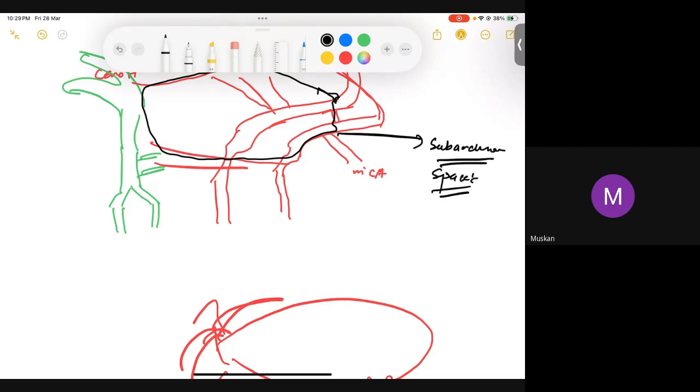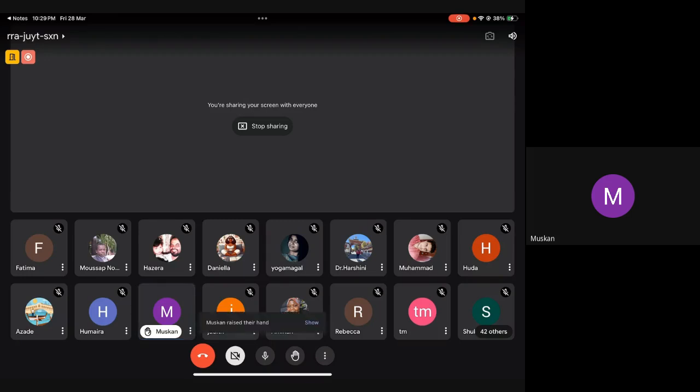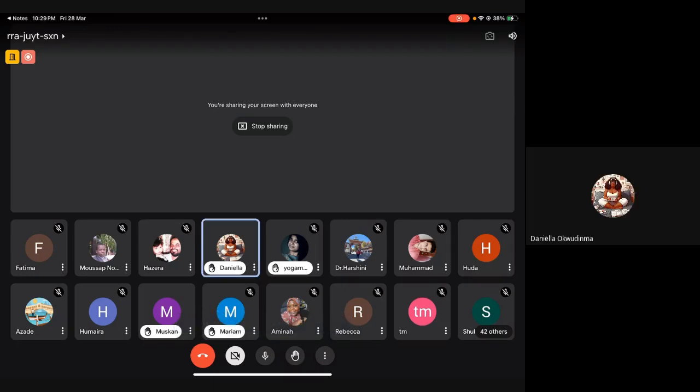So who is going to give me an overview of this entire arterial system of your brain? Dr. Daniela is going to tell us about the internal carotid, and Dr. Muskan is going to tell us about the vertebral. Dr. Daniela, can you please tell us the internal carotid system? Okay, just tell us about the vertebral.